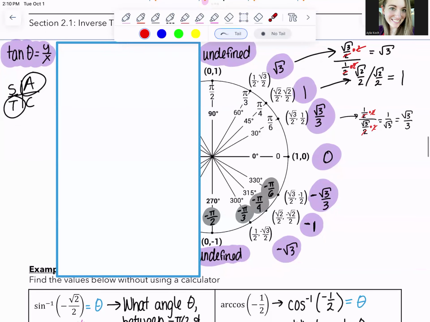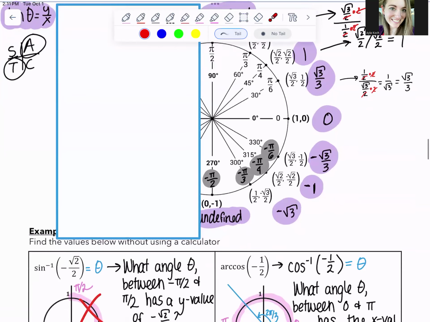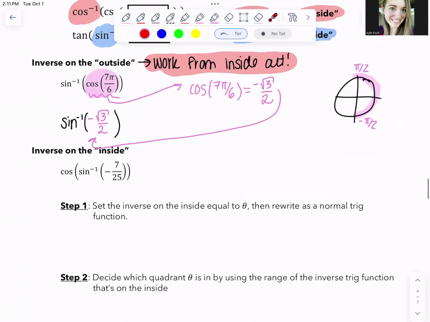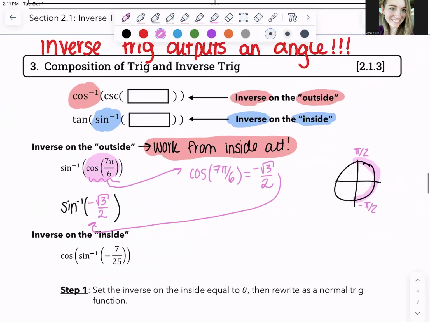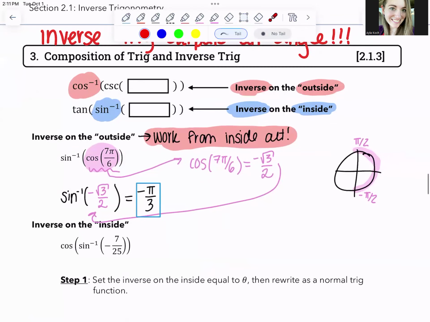I had to take a moment there because I had the wrong answer written in my own notes, and I had to figure out if past me was wrong or future me was wrong. And no, the answer is indeed negative pi over 3. So when the inverse is on the outside, just figure out what the inside is. Then it reduces down to just an inverse problem. You're done.